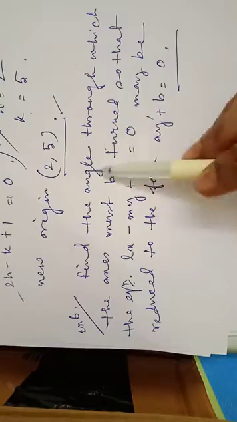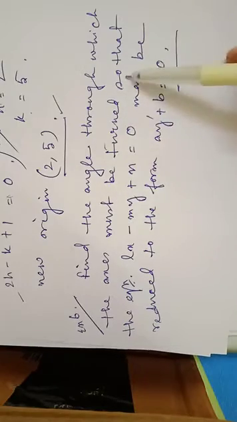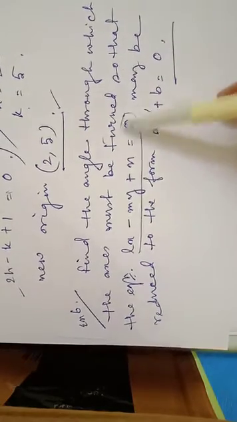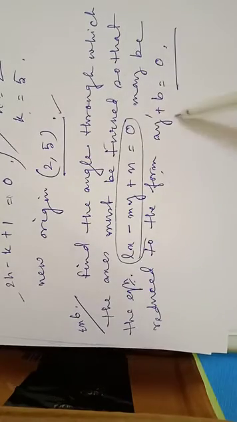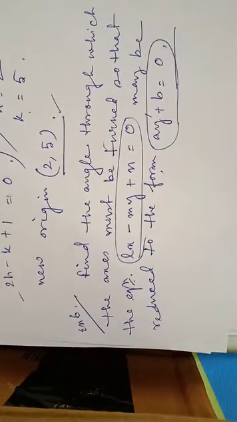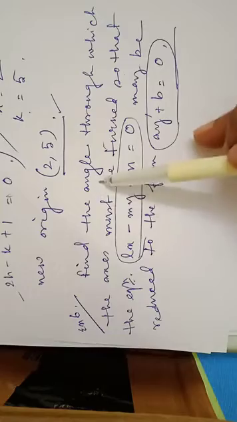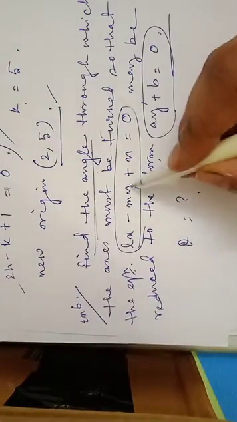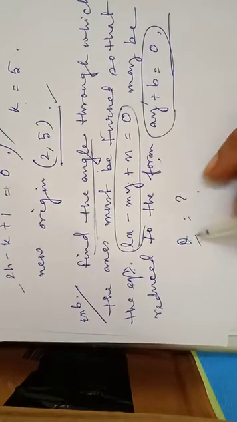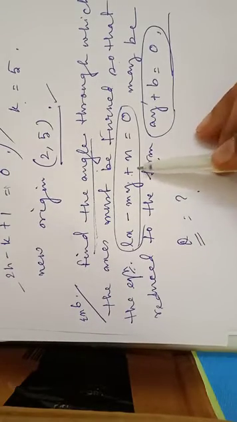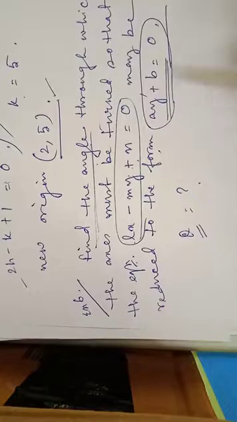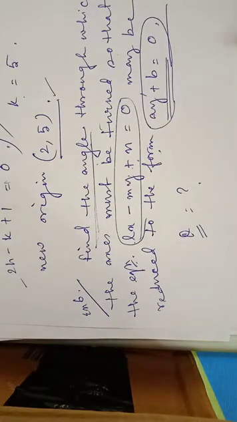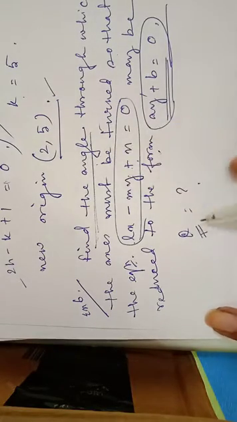So find the angle through which the axis must be turned so that this equation, this is our old equation, may be reduced to the form of the new equation. Okay. So we have to find the angle. That means theta is unknown here. This is our old equation in xy. We have to find theta and turn it into a new equation of this form. So let's take the angle to be theta. Then we will apply the rotation formula.